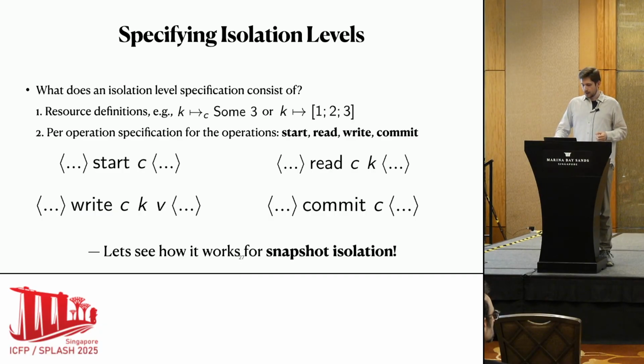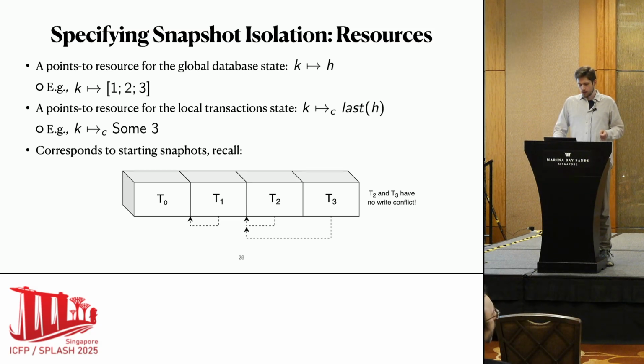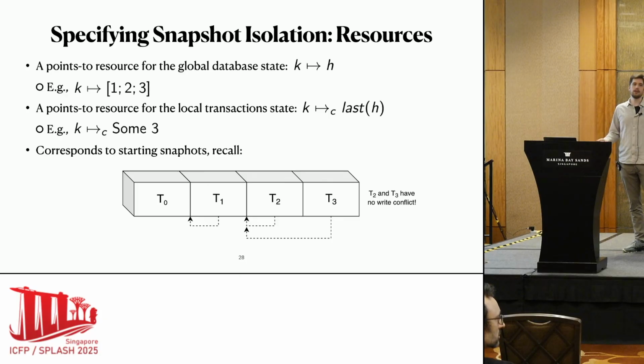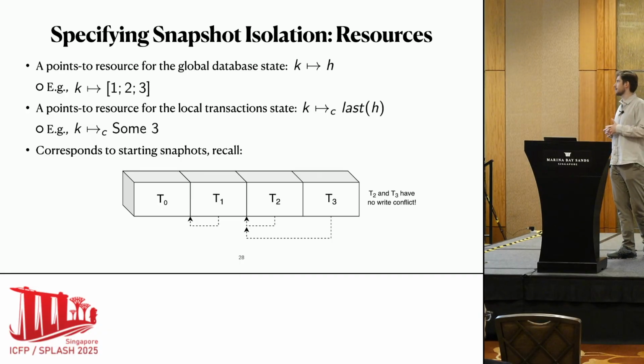So let me take you through how it works for snapshot isolation, this one level. First, we have to come up with the resources. And we have two types of resources. We have a points-to resource for the global database state. So a key points to a list of values, and we call this list a history. This is tracking all the values that have been written to this key in the past. So for instance, if it's 1, 2, 3, then in the beginning some transaction wrote 1, and then another one wrote 2 and 3, and so on.